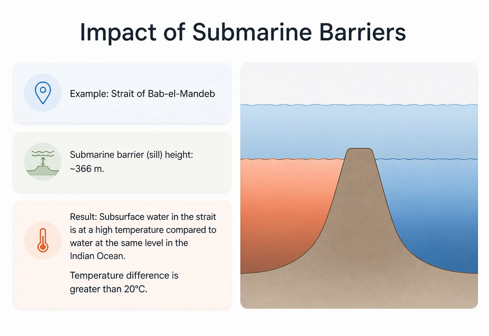Finally, let's look at a specific example of how submarine barriers affect vertical temperature. At the Strait of Bab el-Mandeb, there is an underwater sill about 366 meters high. This barrier traps water. As a result, the subsurface water inside the strait is incredibly warm, sometimes more than 20 degrees Celsius warmer than the water at the exact same depth just outside the barrier in the open Indian Ocean. This perfectly illustrates how local geography dictates oceanography, a concept we will build on as we explore our next major topic.